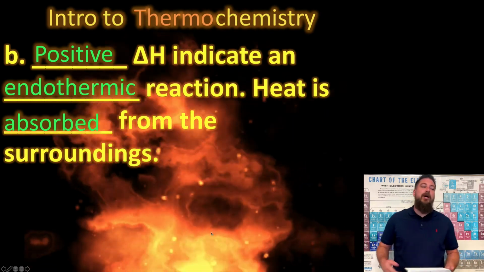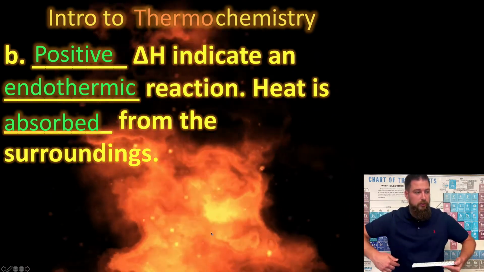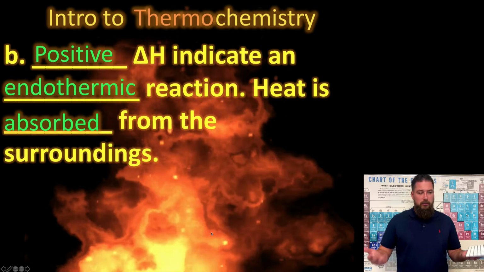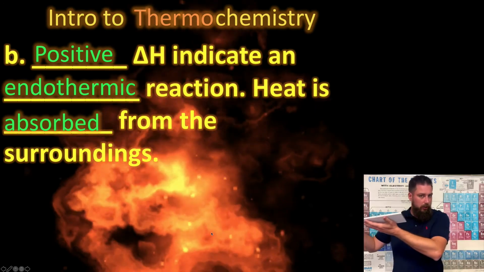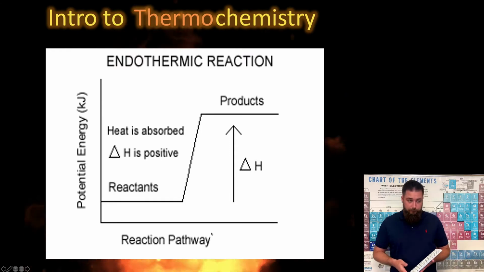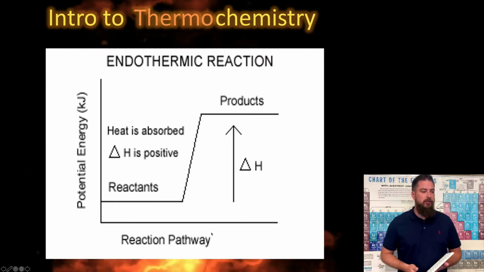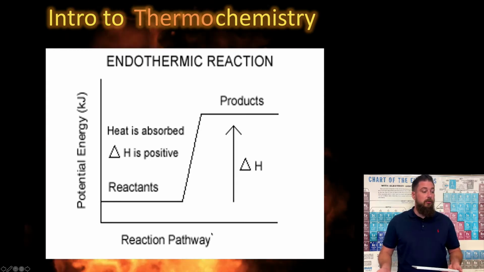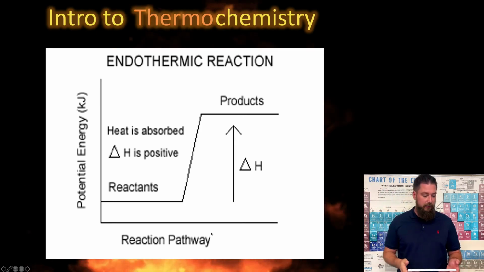Now, if we have a positive delta H, that's an endothermic reaction because energy is going into the system. Heat is absorbed in an endothermic reaction. Positive delta H means that the products are gaining energy when they go from reactants to products, and energy is going into the system. This is what the energy diagram looks like. When we go from reactants to products, there's an increase in energy, and so the delta H is positive because it's absorbing that energy. Notice how the relative amount of energy that the products have is higher than the reactants.